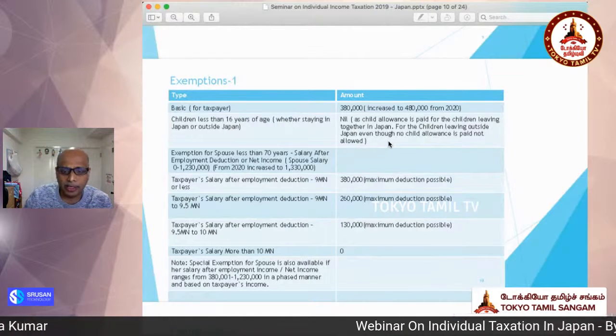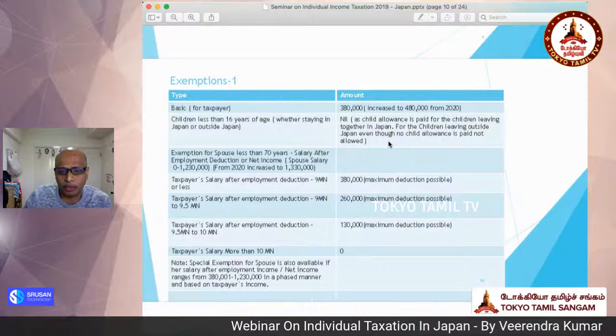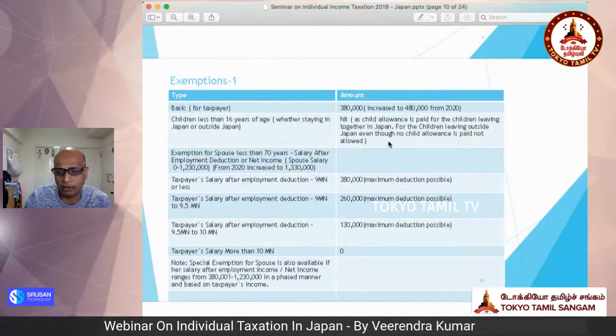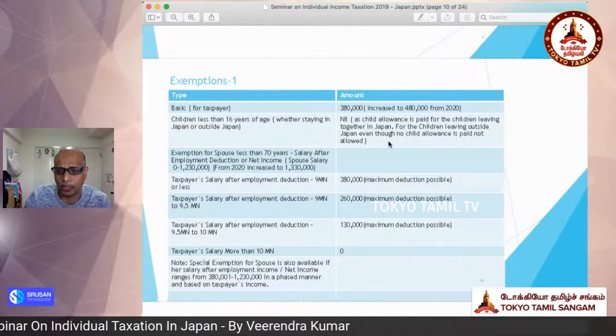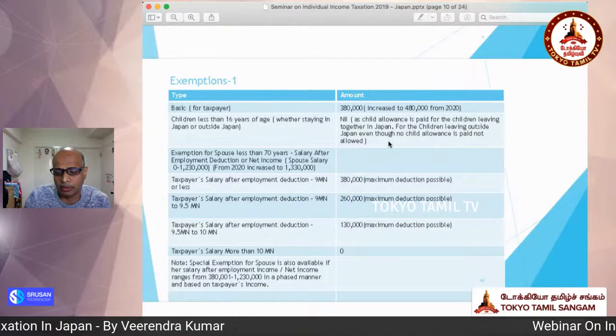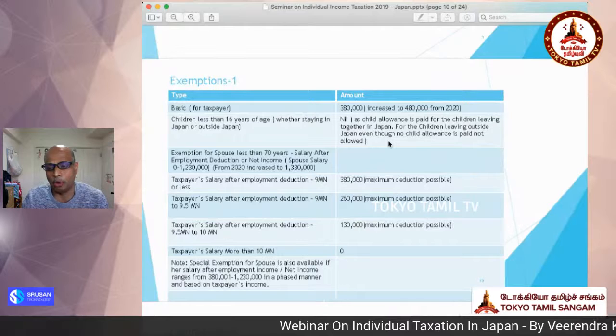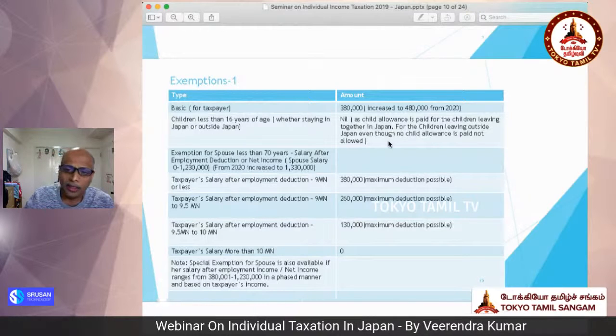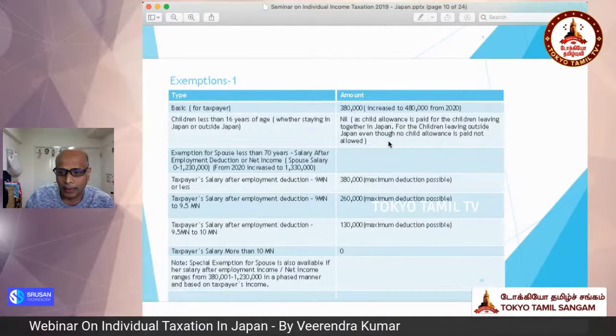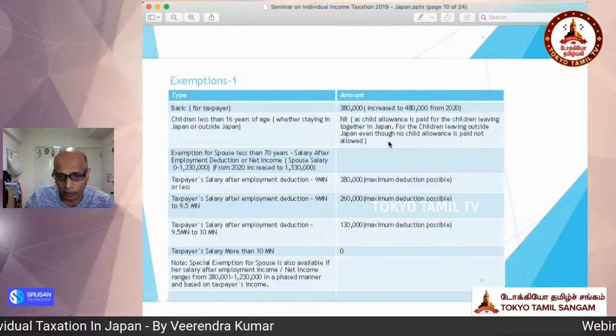Other than that, children who are less than 16 years of age do not qualify as deductions, because if they are staying along with you in Japan, they should be receiving the child allowance from the ward office. Hence, there is no special deduction available for them in the tax law.